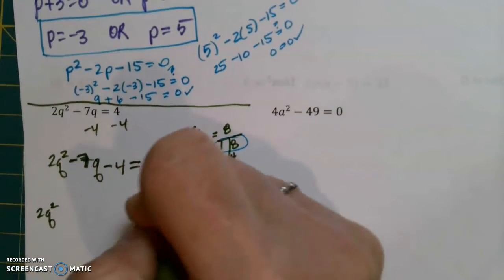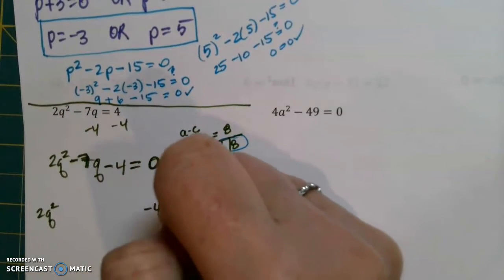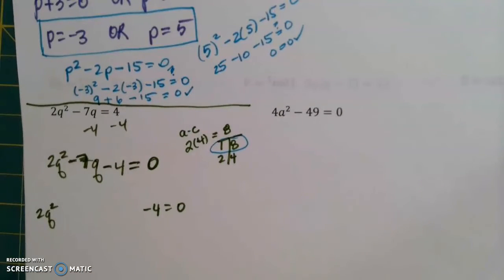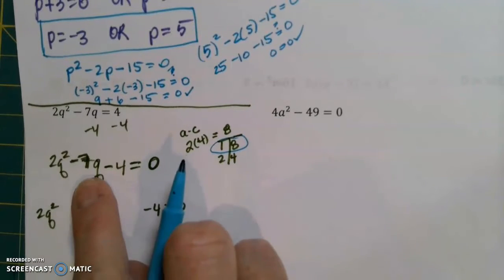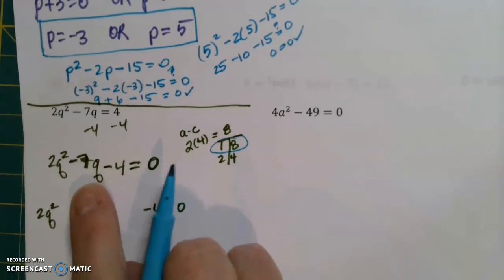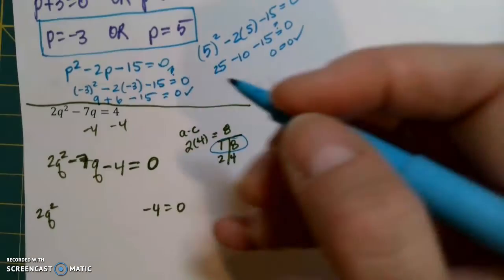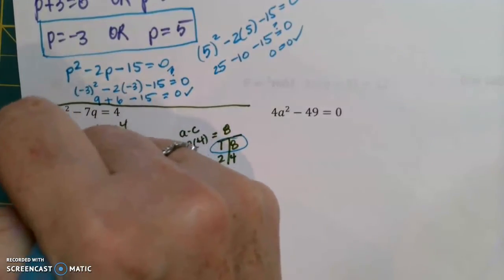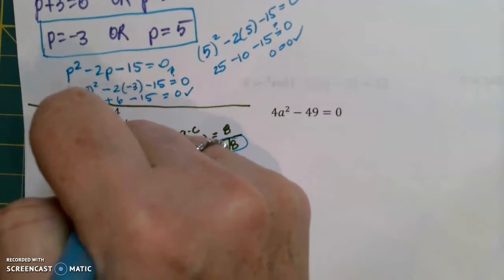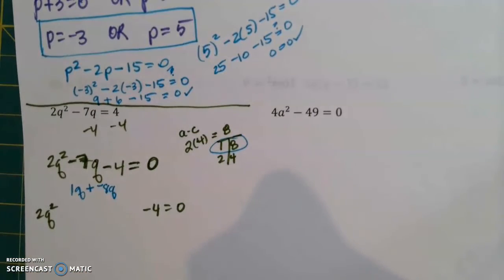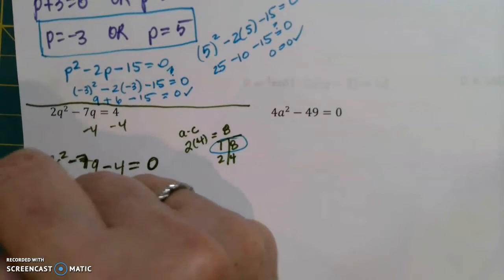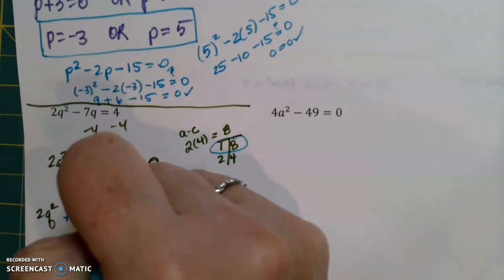So the 2q squared and the minus 4, those stay the same. And we are now going to plug in those 2q terms that will add to negative 7q, but will help us to get this multiplication working properly. So we're going to want q and negative 8q. So positive 1q and negative 8q are going to be those two pieces that we're going to plug in there. And I would recommend putting them in that order.